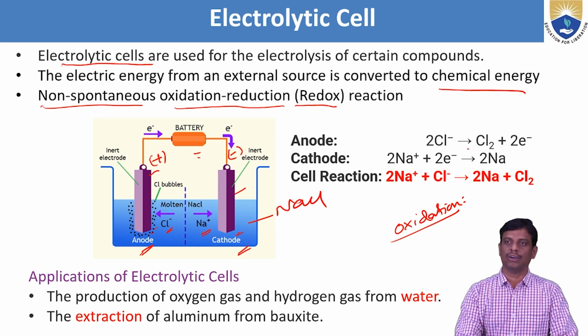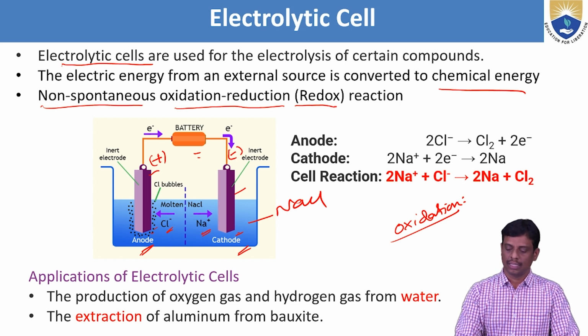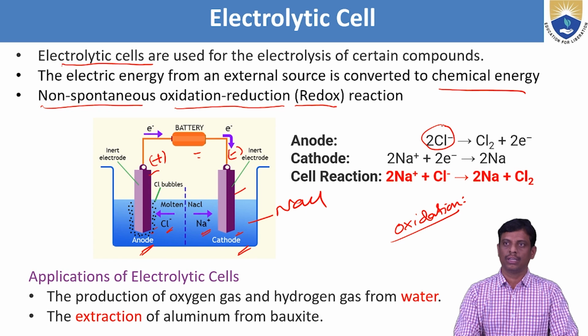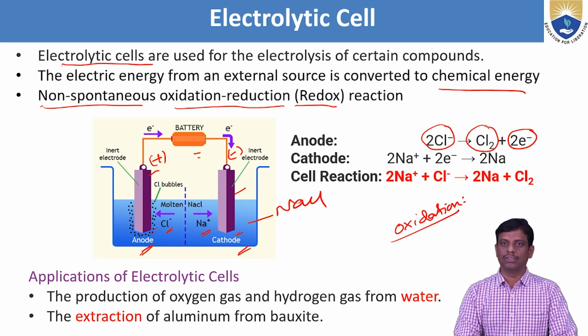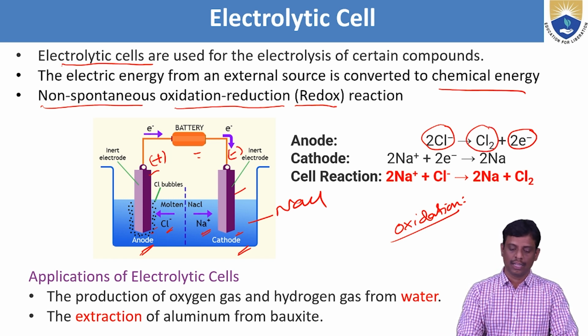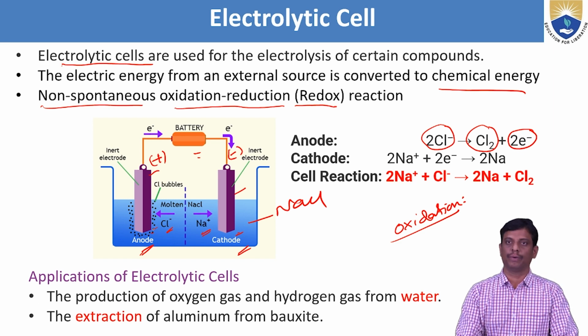NaCl is dissociated into Cl- and Na+ ions. These Cl- ions lose 2 electrons and are converted to chlorine gas. This chlorine gas is liberated at the anode electrode.